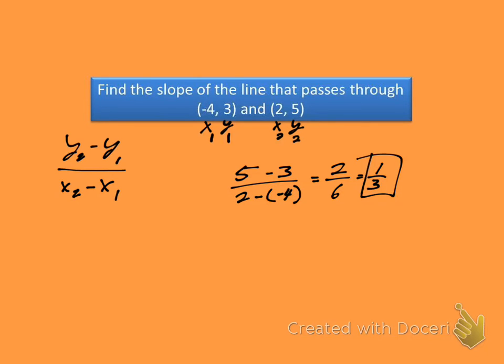Now, I'm going to do this the second way, and you guys tell me if I'm going to be okay or not. Let's see here. 3 minus 5 over negative 4 minus 2. Is that going to give me 1/3?